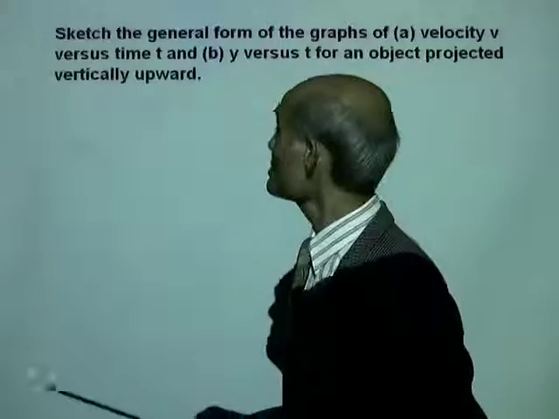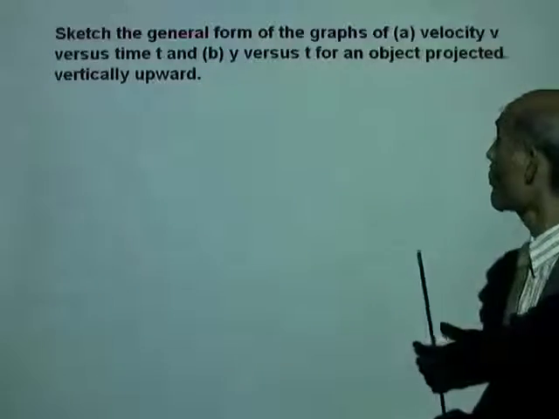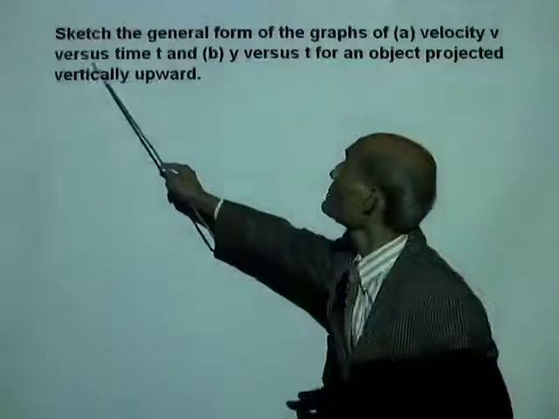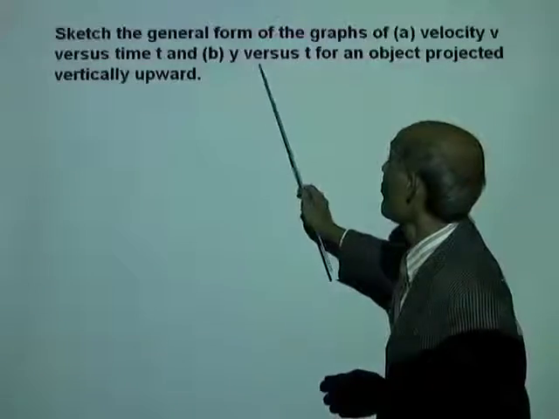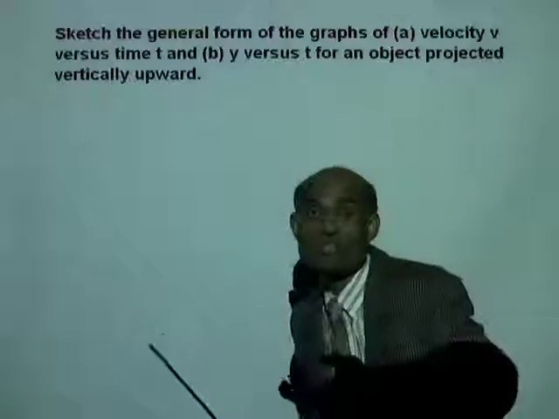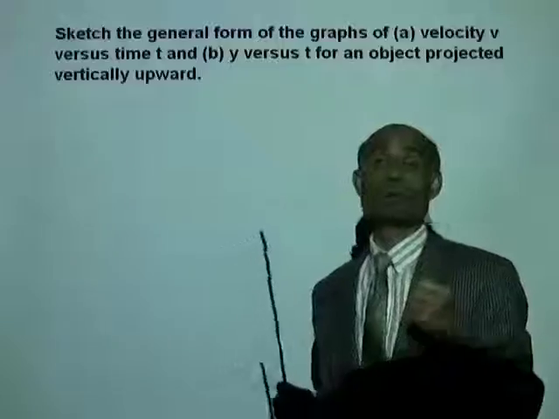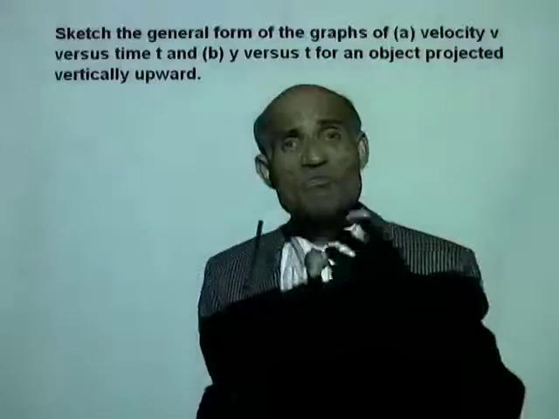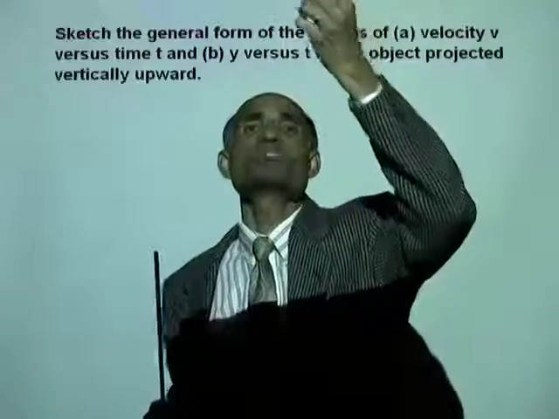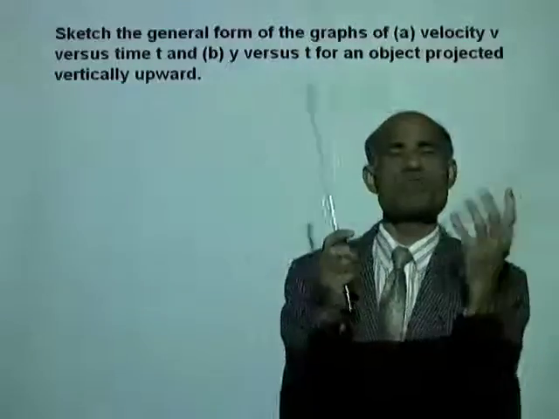Alright, look at this now. Sketch the general form of the graphs of velocity versus time t and y versus t for an object that is projected vertically upward. Now, how does the velocity of an object that is projected upward change? Can you talk about this in your mind?